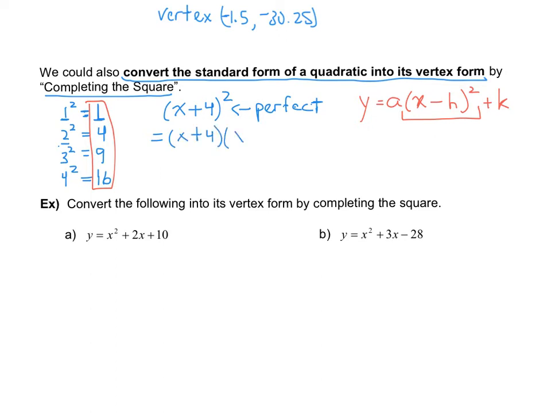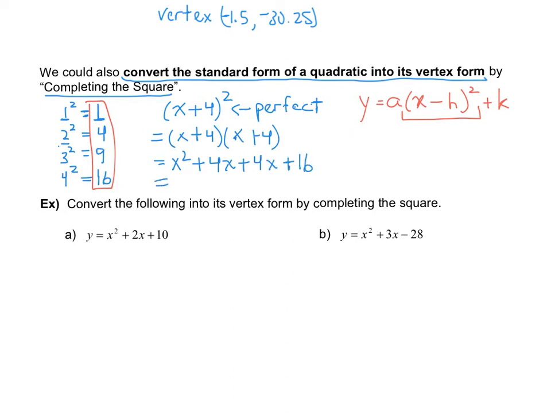And x plus 4 times x plus 4 is going to give us an x squared plus 4x plus 4x. So remember, we double that product, and then we square the last. 4 times 4 is 16.